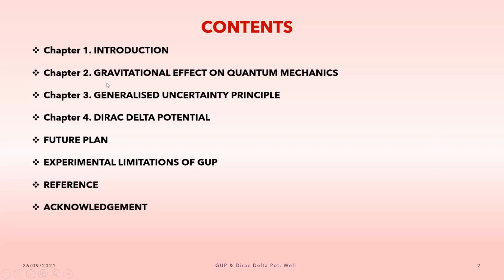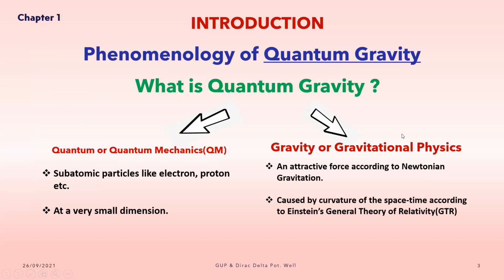So first, I have divided my whole presentation into some chapters. There is the introduction, then the gravitational effect on quantum mechanics, the generalized uncertainty principle, the Dirac-Delta potential, and also the future plans. Okay. So first, for the introduction, I have already mentioned that my work is on the GUP, or the generalized uncertainty principle. Then you have a question: what is the generalized uncertainty principle, or GUP? That is a phenomenology of quantum gravity. So now you have a question: what is quantum gravity?